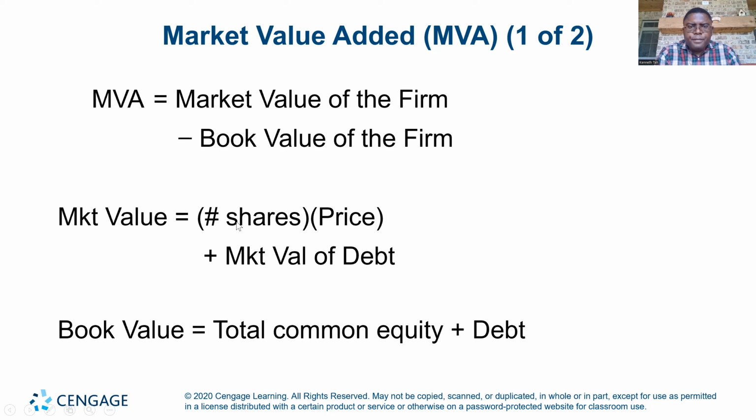The market value of the firm is basically the number of shares times the market price, plus the market value of debt. And then the book value is equivalent to the total equity plus debt.